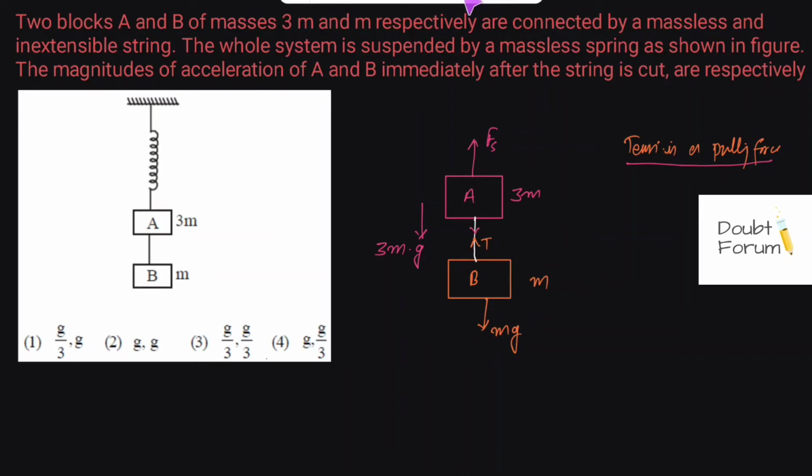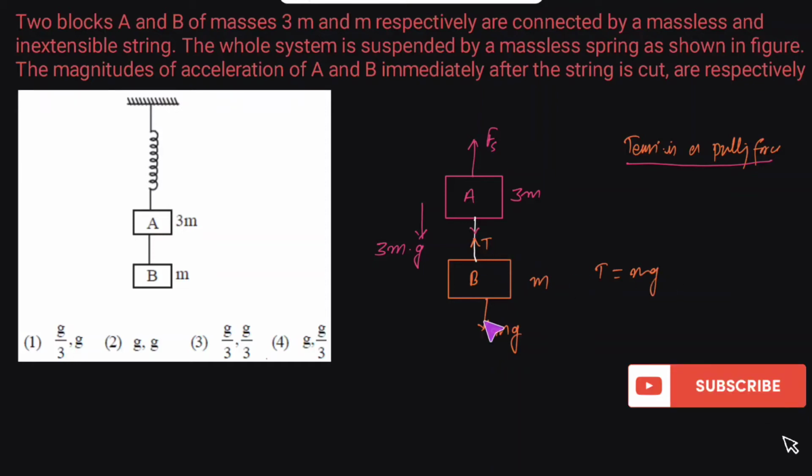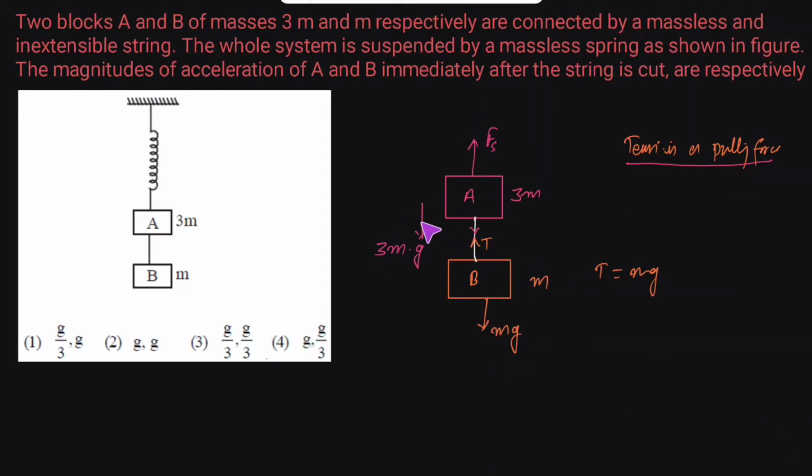So for block B, the tension is equal to mg, because these two are cancelling each other. Similarly, for block A, the gravitational force, mass times acceleration due to gravity, is equal to the spring force. Then only the system will be stationary. This Fs would be 3 times mg, and also this tension T which is upward.